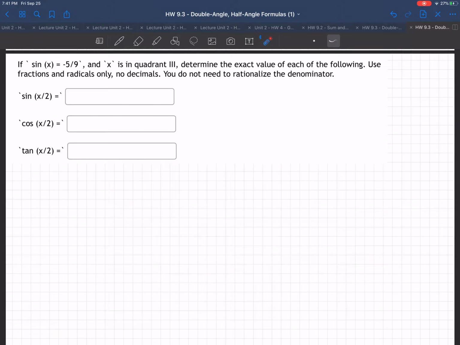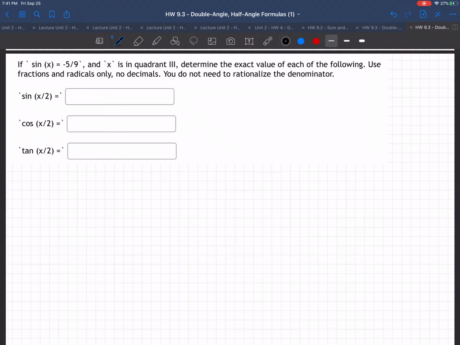In this example, they're giving us the sine of x, telling us x is in quadrant 3, and then they want us to find the sine of half of x, the cosine and the tangent of half of x. And they want fractions and square roots only, no decimals. Okay, so how are we going to do it?